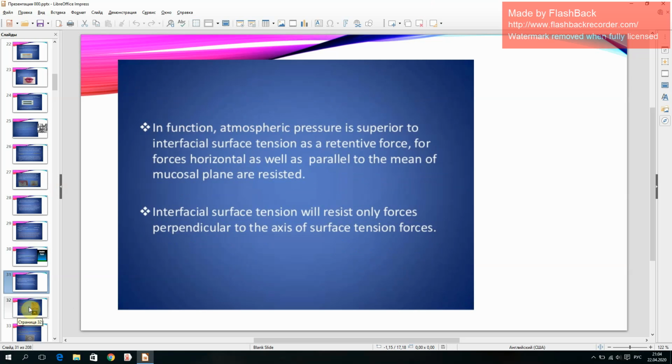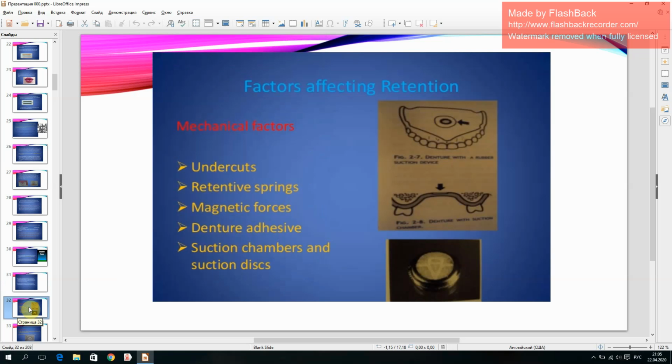is superior to interfacial surface tension as a retentive force, as forces horizontal as well as parallel to the mucosal plane are resisted. Interfacial surface tension will resist only forces perpendicular to the axis of surface tension forces. Factors affecting retention. Mechanical factors: undercuts, retentive springs, magnetic forces, denture adhesive, suction chambers, and suction discs.